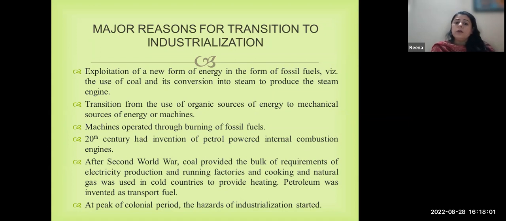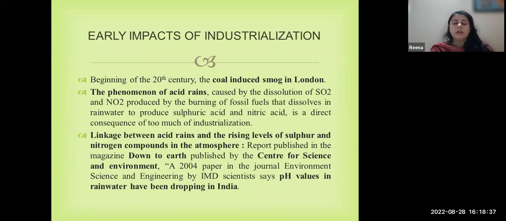And then after the Second World War, coal provided the bulk of the requirements of electricity production. And at the peak of the colonial period, the hazards of industrialization started in Western countries. Because these hazards were noticed appreciably in the earlier period of colonization in Western countries, they also started adopting technologies for the control of these hazards. Okay, and because these hazards are now noticeable in developing countries like India, you see smog episodes in Delhi during the winter period.